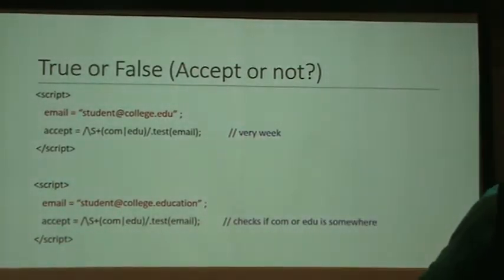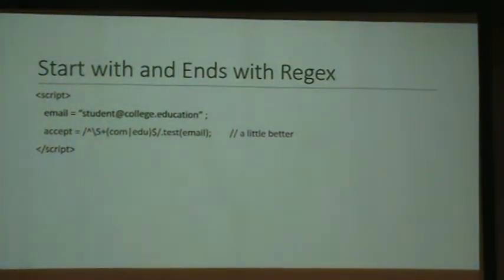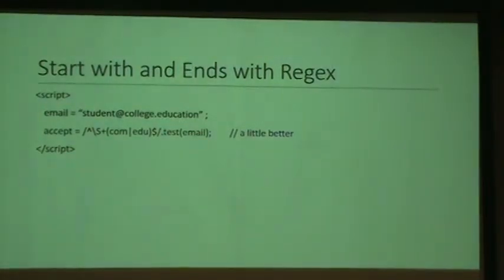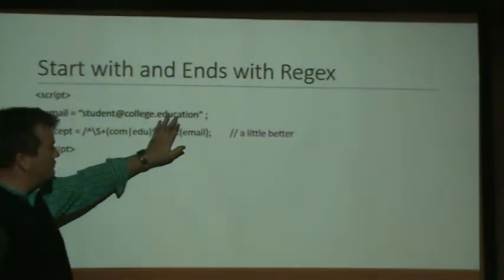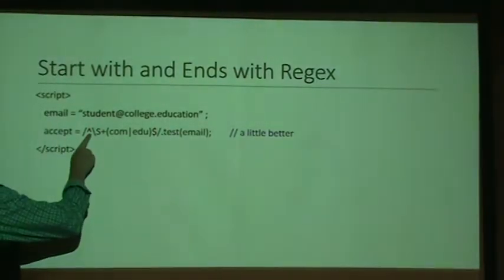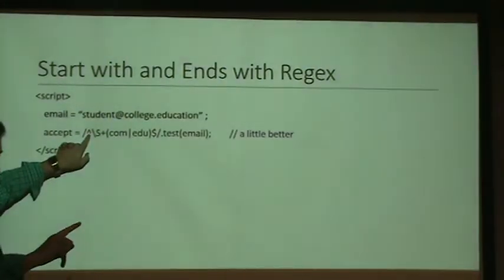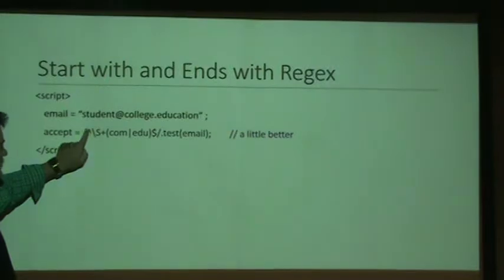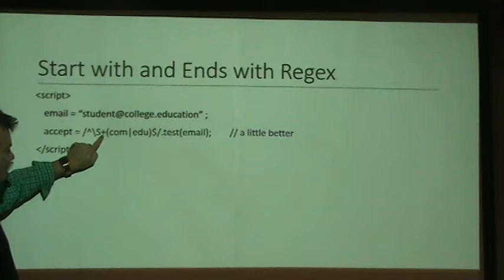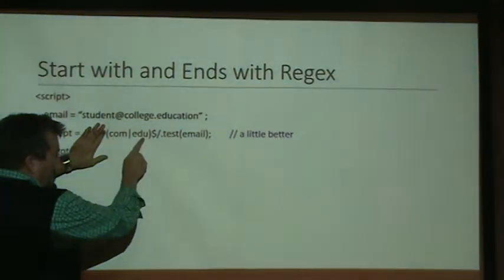So we need to make our string a little bit better. We can do starts with and ends with. So we have an email address, student at college education. And we say hat or caret, whatever you call this thing. It must start with, not just some substring somewhere in the middle, it must start with non-white space characters, at least one of them, and it must end, $, must end with either com or edu.